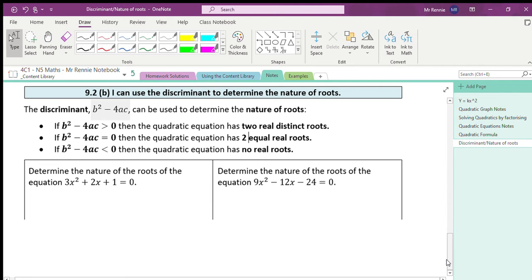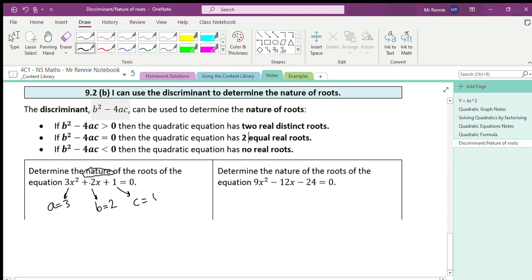It's very similar to the starting process of working out a question using the quadratic formula. First thing we do is get our a, b, and c values. So a is the number in front of the x squared, that's going to be 3. b is going to be 2 in this example, and c is going to be 1. That's my starting point. Then, like the quadratic formula, the first step is b squared minus 4ac, but that's all we need to do at this point because we're asked for the nature.